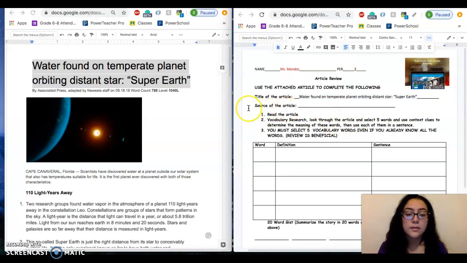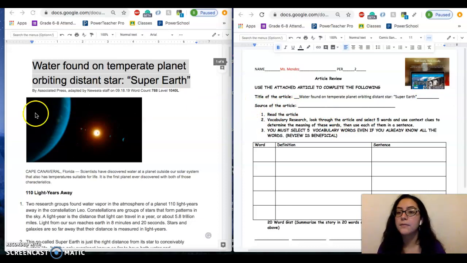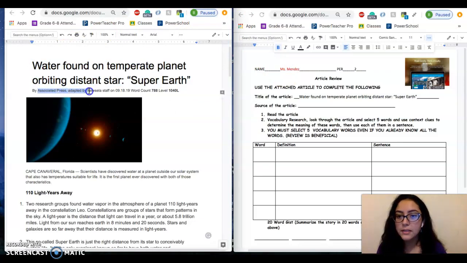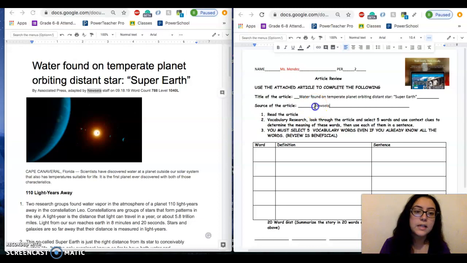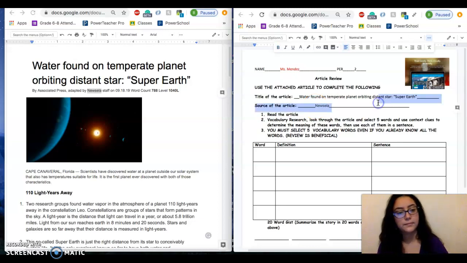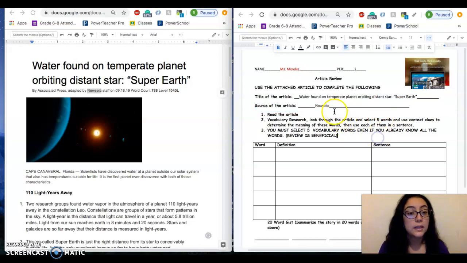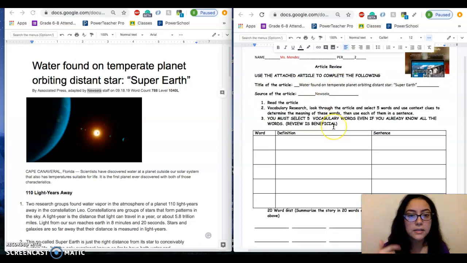Alright, the source of the article. So where was this article obtained from? Well, if we look at the article, it says by Associated Press, adopted by New Zealand staff on 9/18/19, etc. So let's go ahead and copy the words News ELA. Oh, that wasn't supposed to happen. I'm just getting rid of the access lines. Okay. So News ELA. So bam, in like a minute we did 3 things.